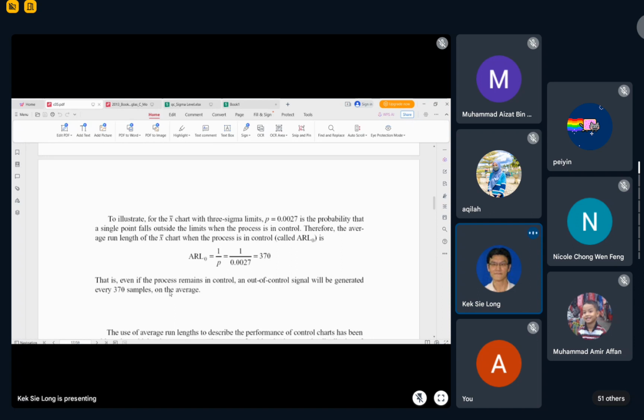As long as we calculate ARL naught, the value tells us the average number of points when an out of control signal happens. So I repeat one more time: these 370 samples, on average we have to take 370 samples just to get one out of control signal.